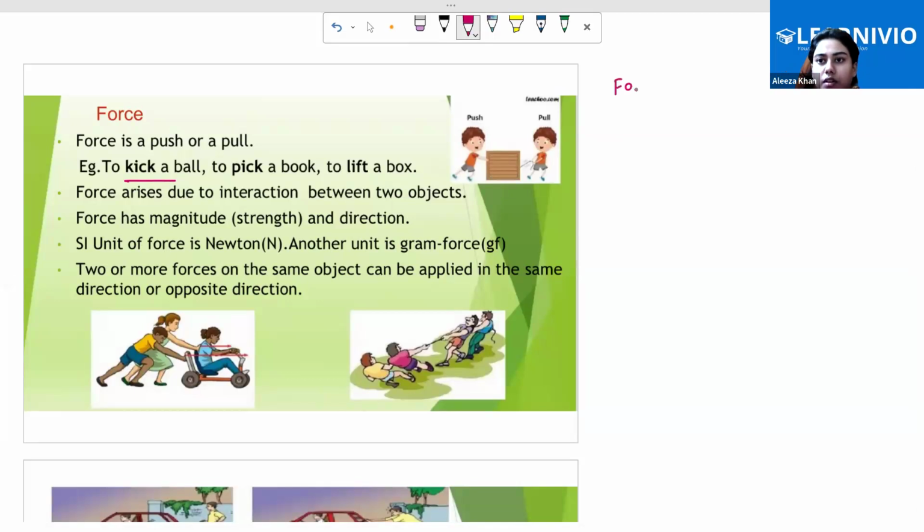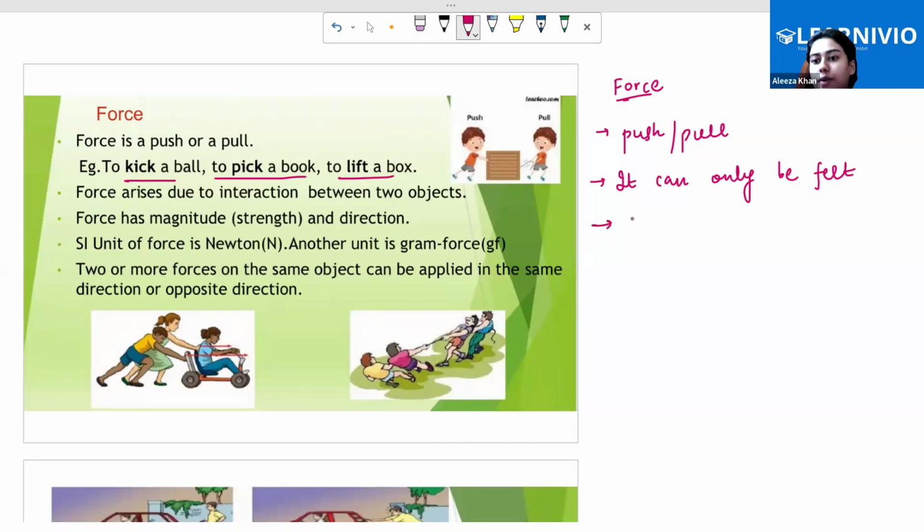So now I can write that force is a push or pull, and it can only be felt. For example, kicking a ball, picking up a book, and lifting a box. Also, you can observe the effects of the force.